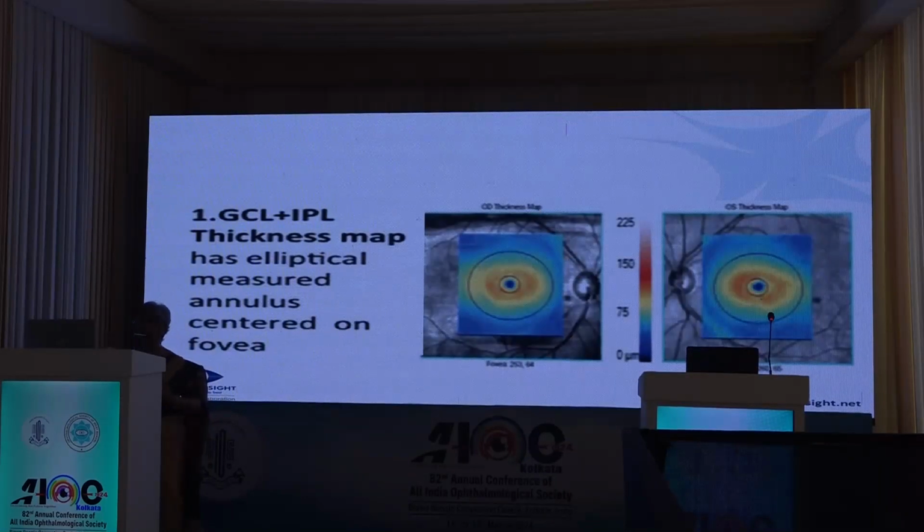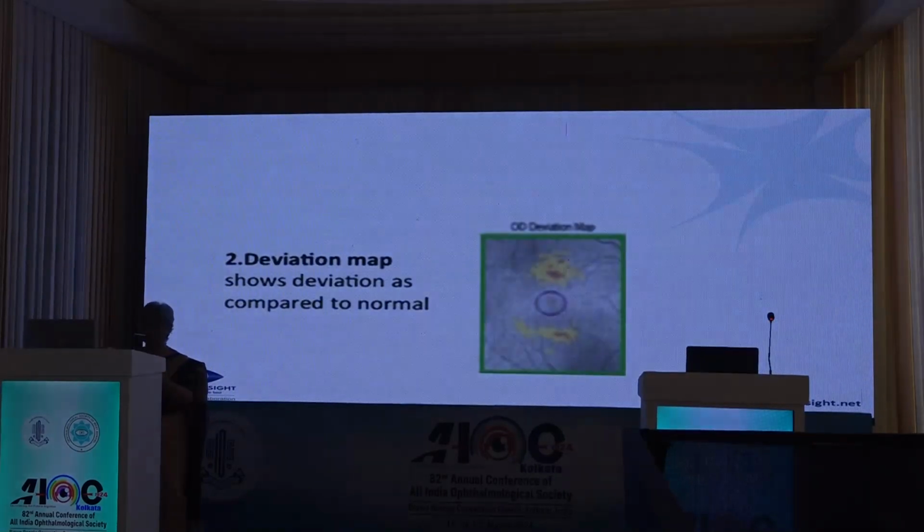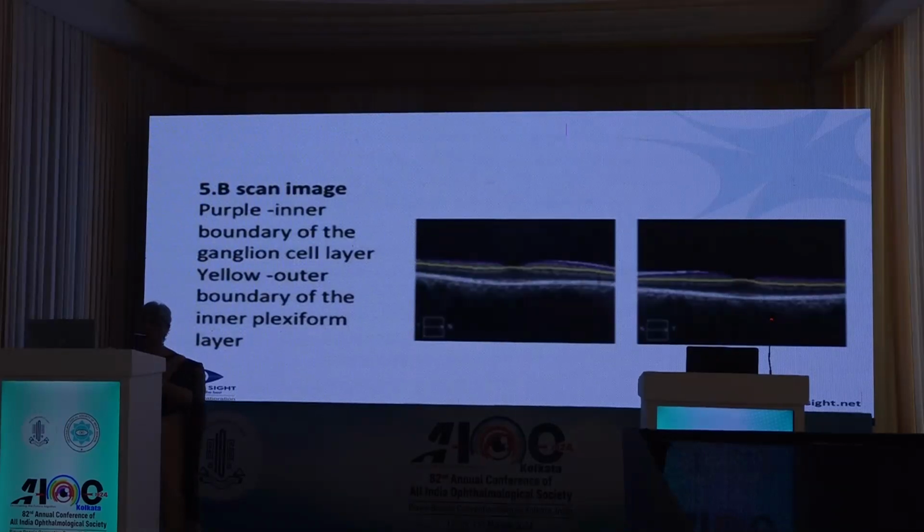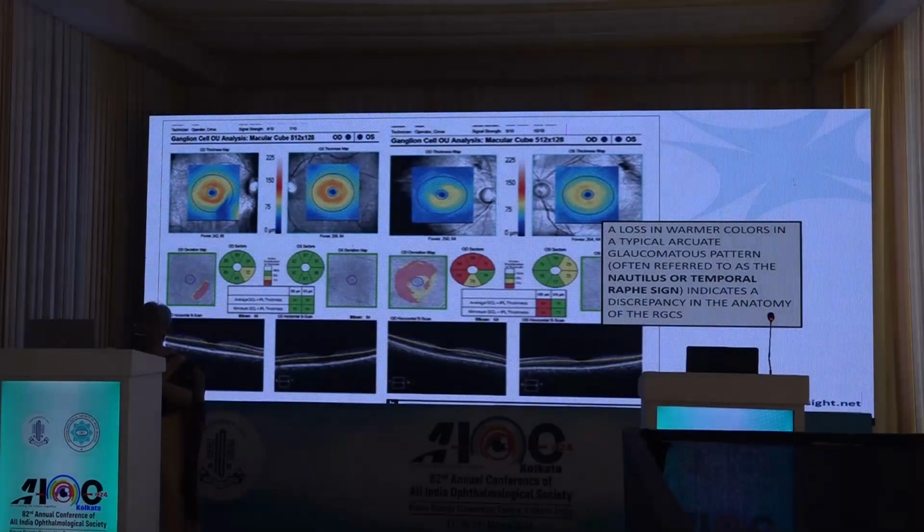Then we come down to this elliptical annulus. This is the deviation map, this is the ganglion cell thickness, and this is telling us the average and minimal ganglion cell layer in a plexiform layer. This is the B-scan image. Now, look at this. This is a loss in the warmer colors in a typical arcuate glaucomatous pattern, known as the nautilus or the temporography sign, which is showing us a discrepancy in the anatomy of the RGCs.